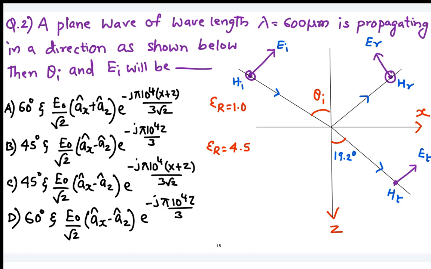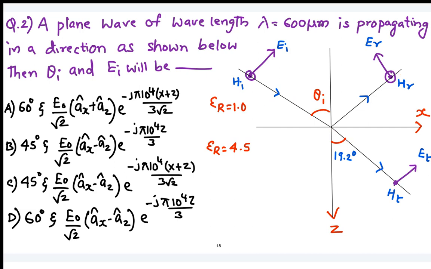Even in the diagram you can see the direction of propagation lies in the XZ plane, and the electric field also lies in the XZ plane. Since your electric field lies in the plane of incidence, it is said to be parallel polarized. Now, what is the question he has given? The wave has a wavelength of 600 micrometers and is propagating in the direction shown below. This is your incident wave, this is your reflected wave, and this is your transmitted wave.